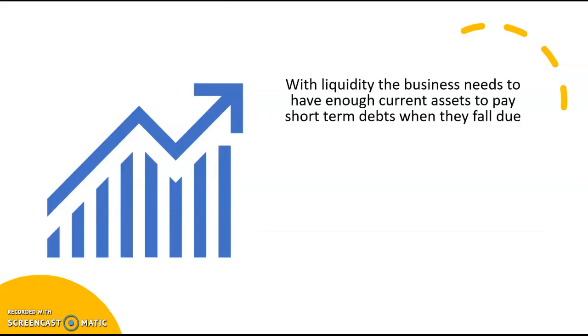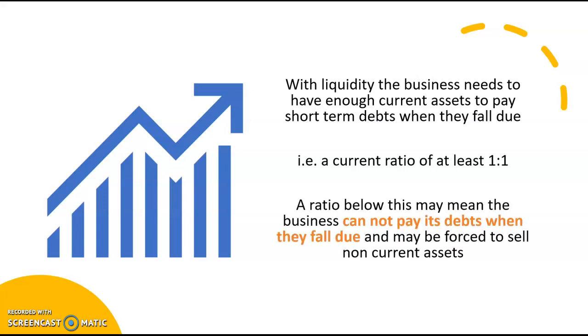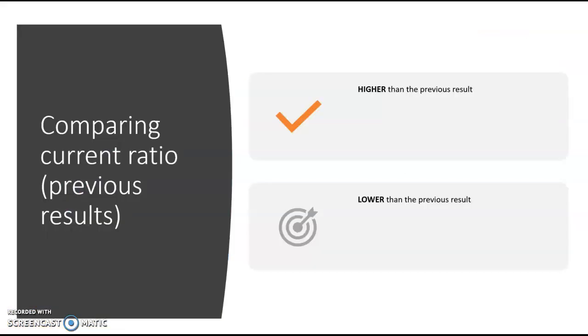With liquidity, the business needs to make sure they have enough current assets to pay their short-term debts when they fall due. So really, they need a current ratio of at least 1 to 1. A ratio below this may mean the business cannot pay its debts when they fall due, and they may be forced to sell some non-current assets to meet these costs.